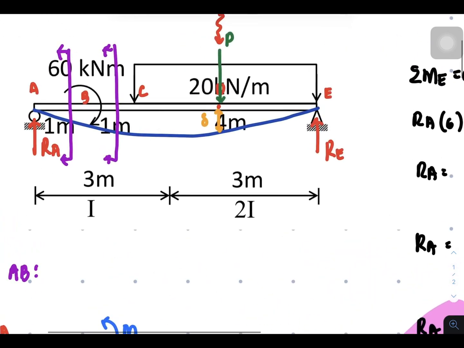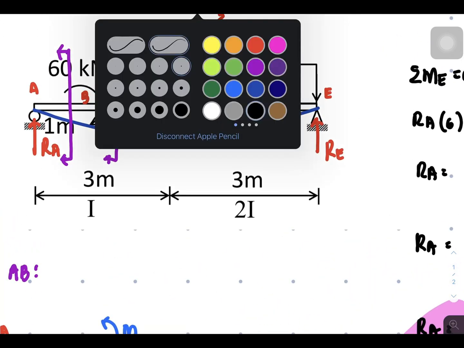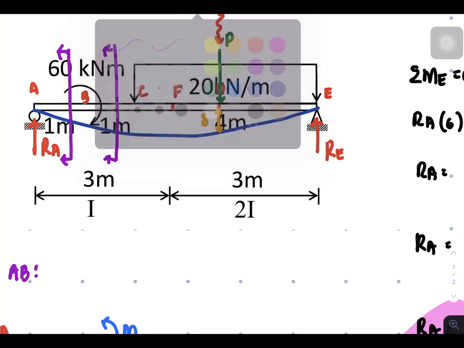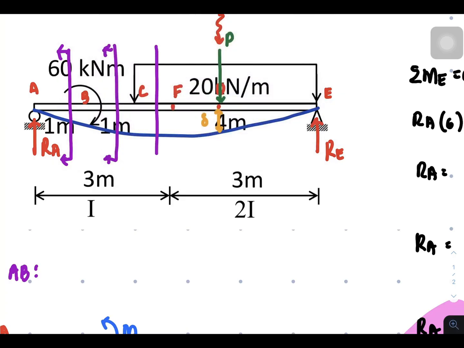Oh, I forgot. We need another point here, since this is the beginning of a different section, so I'll just place point F. So C to F. We will be cutting C to F here. And I'll consider the right side.